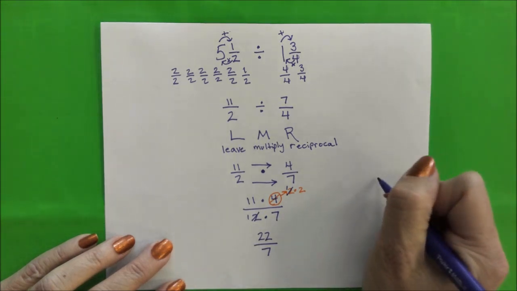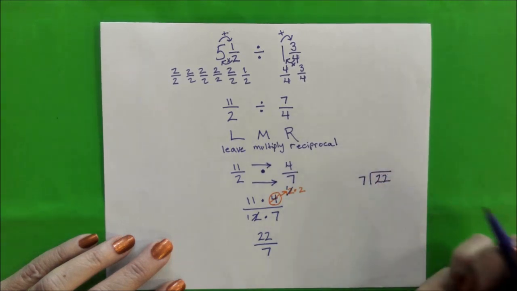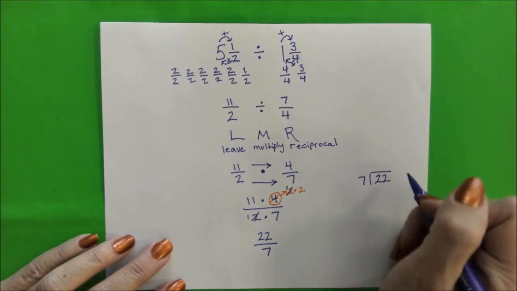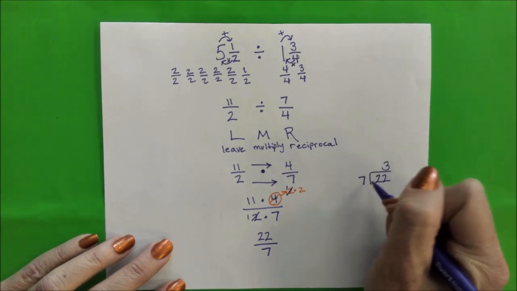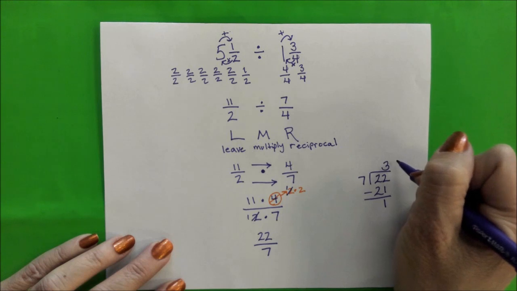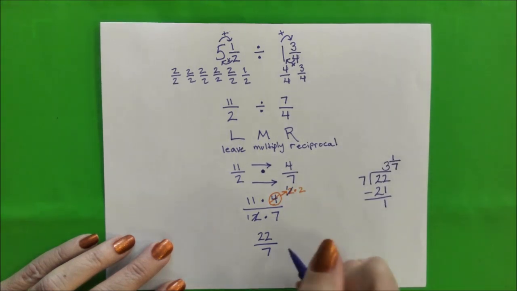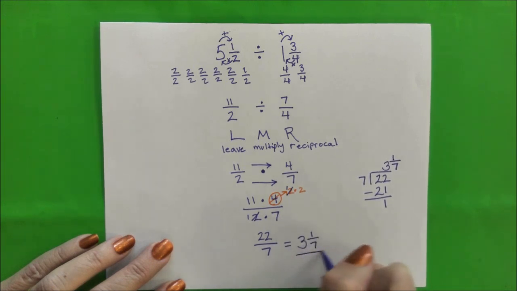22/7 is improper, so out to the side I'm going to divide 22 by 7 to find my mixed number. 7 divides 22 3 times. 3 times 7 is 21. I get a remainder of 1, so that is 3. The 1 is my numerator, the 7 is my denominator, and I can rewrite 22/7 to be 3 1/7.